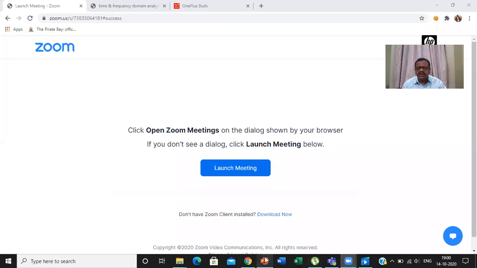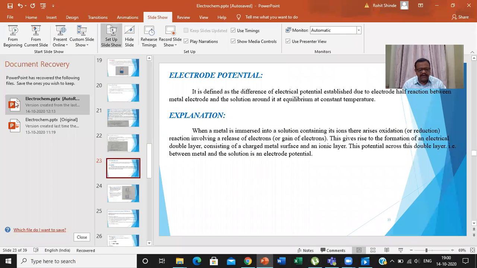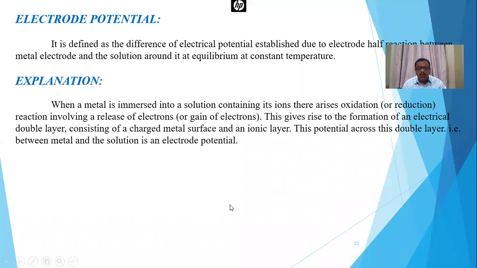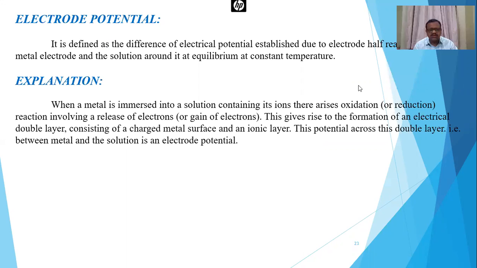Welcome to the third lecture in electrochemistry. In the last lecture, we discussed different types of cells and the sign conventions that are used in writing the cell reactions of a galvanic cell. Today, we'll be discussing electrode potentials.